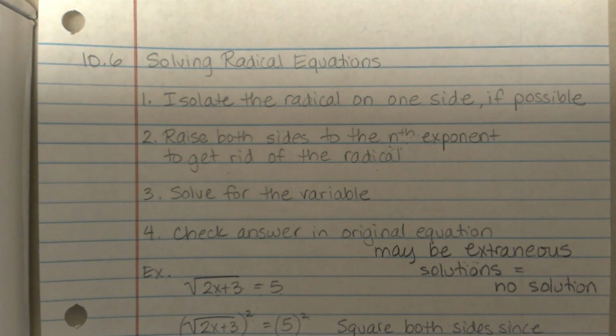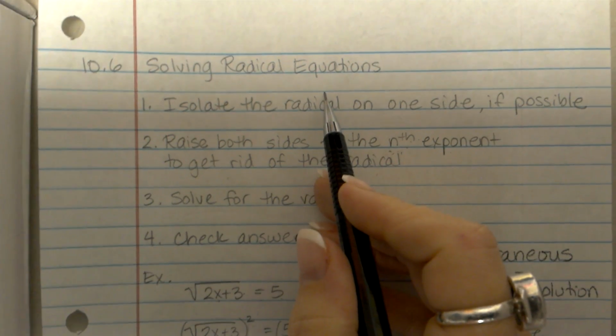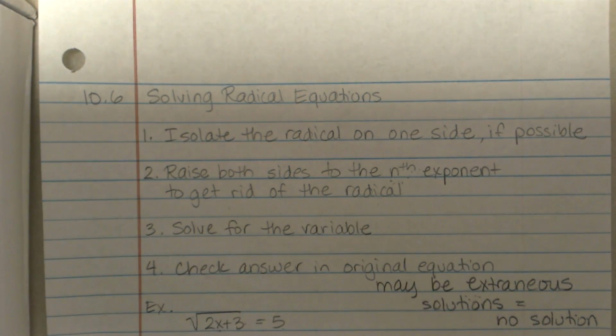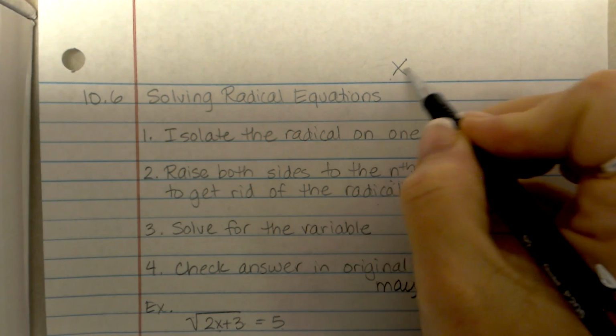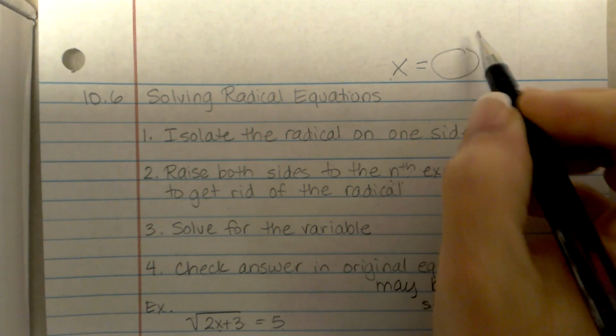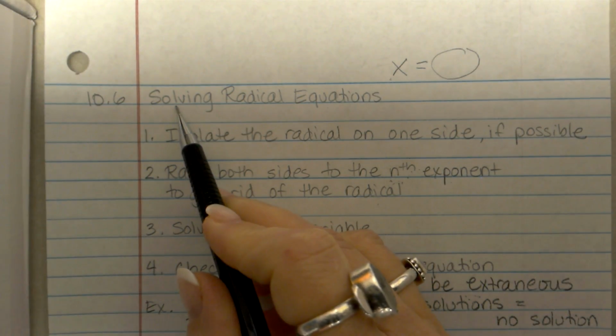We're going to be talking about how to solve radical equations. Now, the word equations indicates that there's an equal sign in the equation, basically. And so that means that your answer is going to have to be x is equal to some number. So when you have an equation, you have to solve it for x.